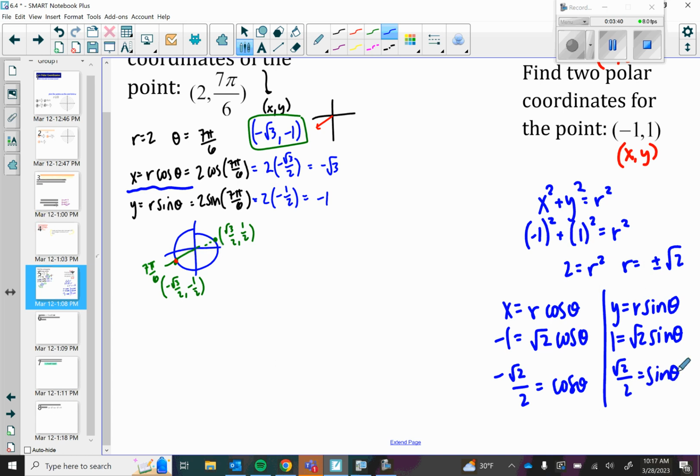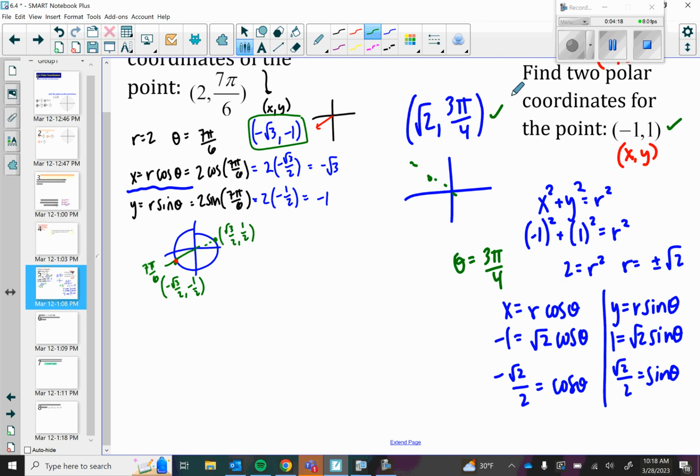So now the question is, where are sine and cosine both square root of 2 over 2 in magnitude, but the sine is positive and the cosine is negative? That would be, think about it for a second, at 3 pi over 4. Which means one possible answer here is square root of 2 as the radius, 3 pi over 4. Again, it might not be a bad idea to think about where this point is. It's in quadrant 2, negative 1, positive 1. 3 pi over 4 is in quadrant 2 as well. So this would be a correct answer.